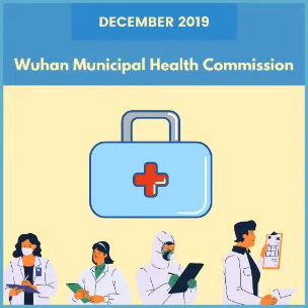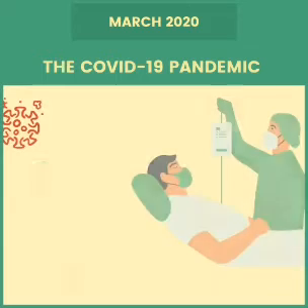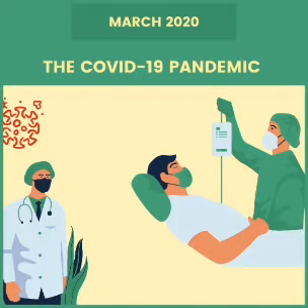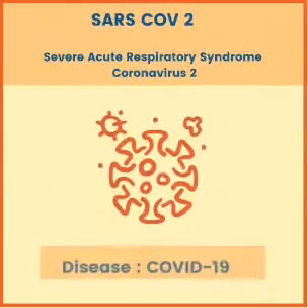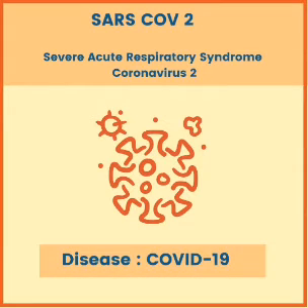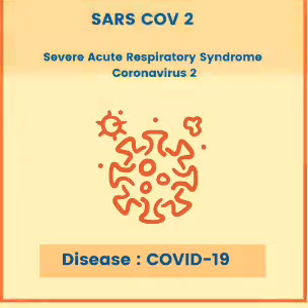On 31st December 2019, the Wuhan Municipal Health Commission reported several cases of pneumonia in Wuhan to the World Health Organization. And by March 11, 2020, it was declared a worldwide pandemic. The cause of these cases was a previously unknown coronavirus, now known as Severe Acute Respiratory Syndrome Coronavirus 2, SARS-CoV-2, which can manifest itself in a disease named COVID-19.